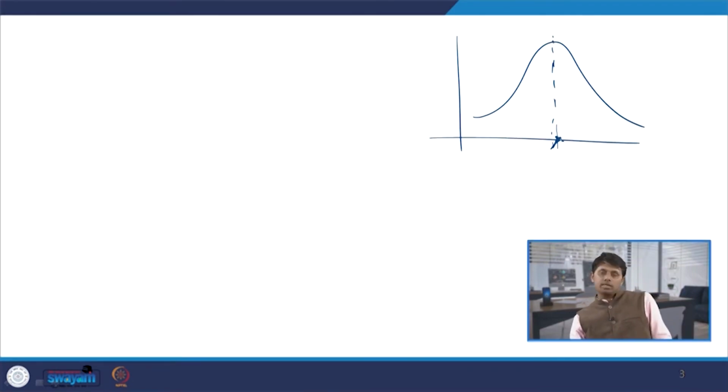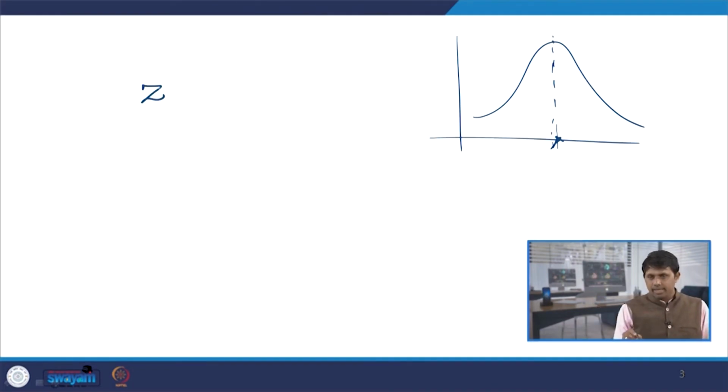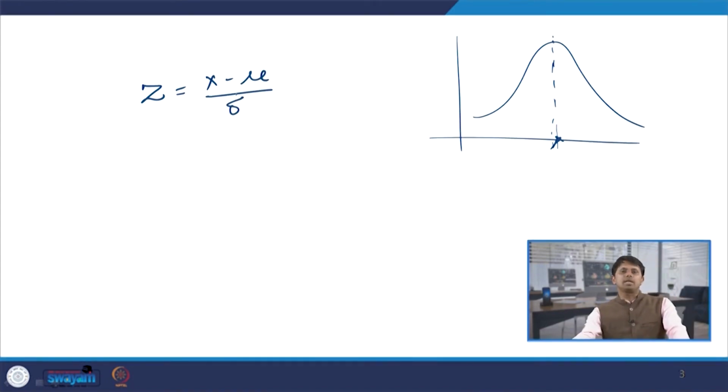So, how to get a standard normal distribution? It is usually denoted by Z. So, Z is equal to (x minus mu) divided by the standard deviation, okay. So, x minus mu by standard deviation.